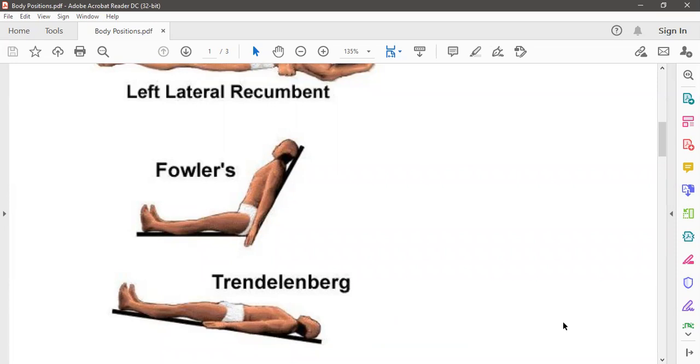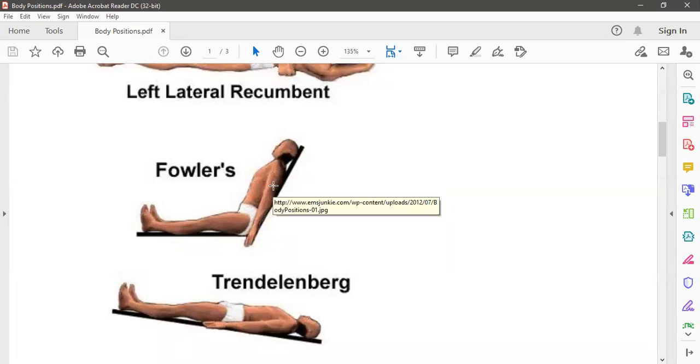So now let's go to the Fowler position. This is the Fowler. The Fowler position is actually low Fowler, semi-Fowler, and high Fowler, depending on the degree or angle. When the patient is kept in a Fowler position, the abdominal contents relax. The abdominal contents will be relaxed, and it is very easy for breathing.